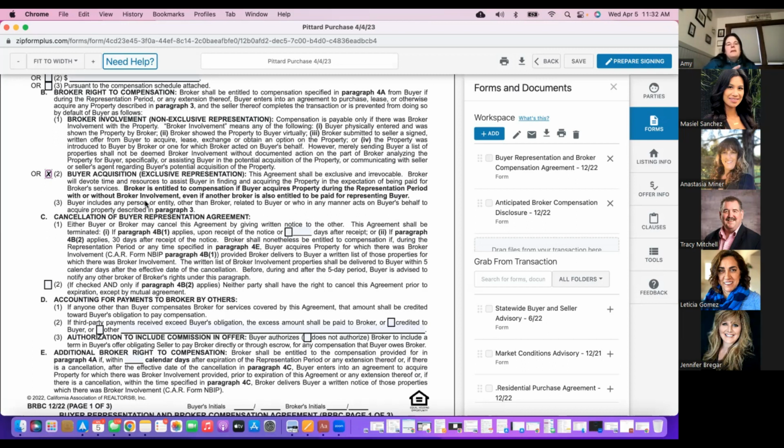So that B section, marking that box for 2 is super important. Otherwise, it's only if you can prove that you participated in helping them acquire that property. But the number 2, the exclusive representation, is kind of like an exclusive listing agreement. It covers you in case they buy any property anywhere.